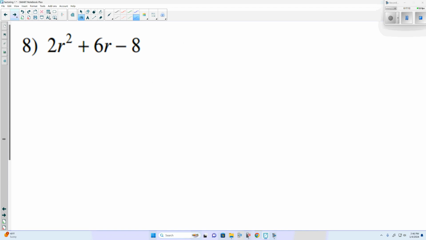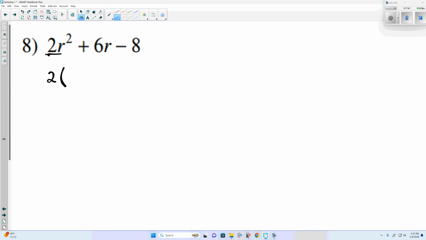So, the next one we're going to look at here is number 8. 2r squared plus 6r minus 8. So looking at this one here, is there a greatest common factor between these three terms? Yes. And the greatest common factor is 2. So we can factor 2 out of all three terms. And when we factor a number out, we put it out in front of a set of parentheses and divide that number by every term.